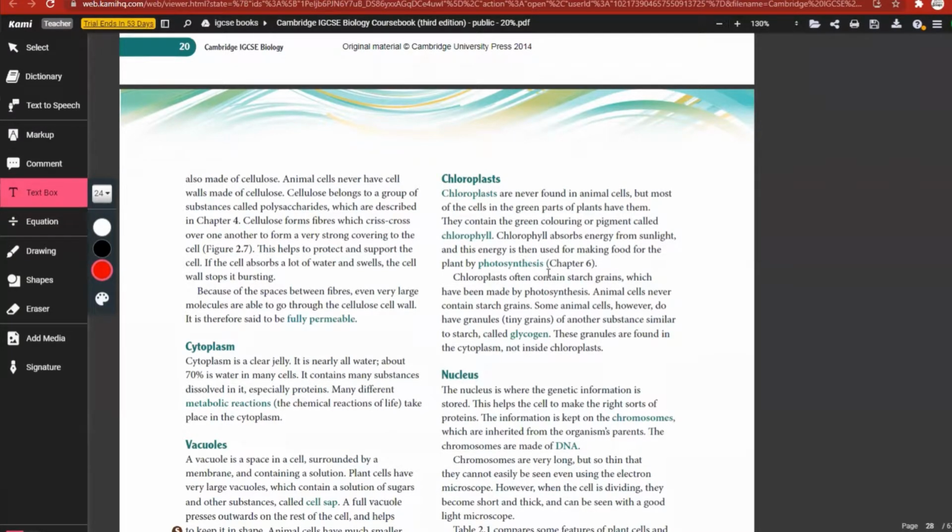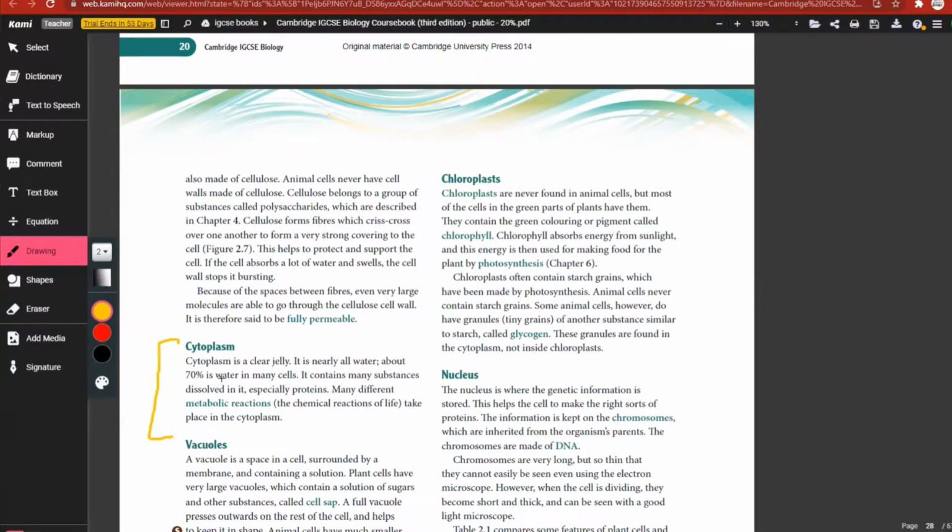Ma'am, water 70% is everywhere, ma'am. Water here, there, everywhere. Okay, so here is the case, cytoplasm, please everyone. So this is your paragraph in your book.